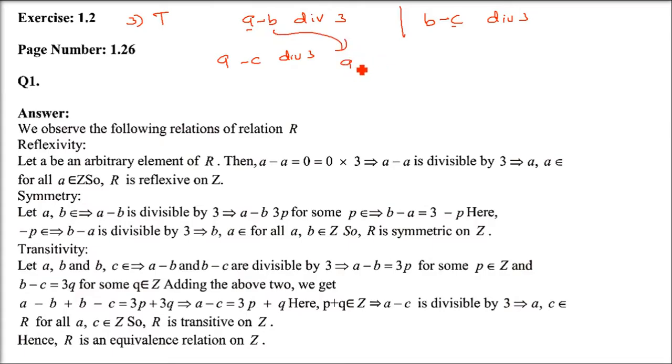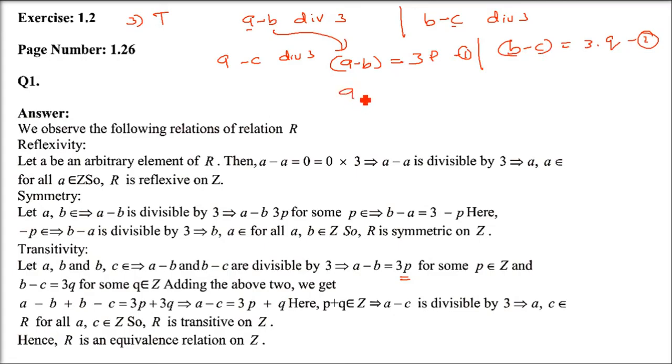See, a minus b is divisible by 3. That means it has to be a multiple of 3. It has to be a multiple of 3, then only it will be divisible by 3. So let us write it as 3 into some constant. Any constant you can take. p I am taking, you can take x, y, whichever you want. Similarly, b minus c is also divisible by 3. So let us assume it to be 3 into q. Okay. Now let us add them.